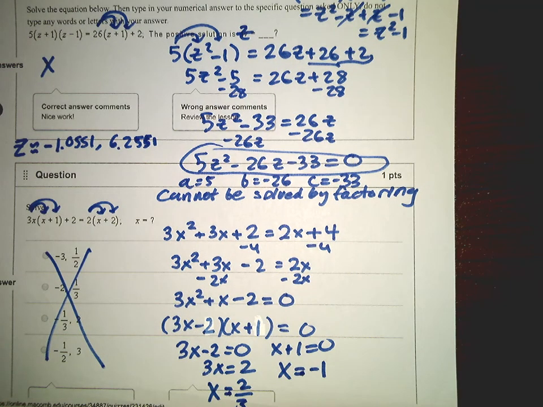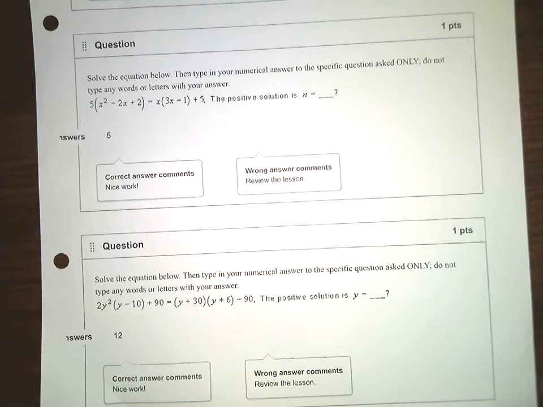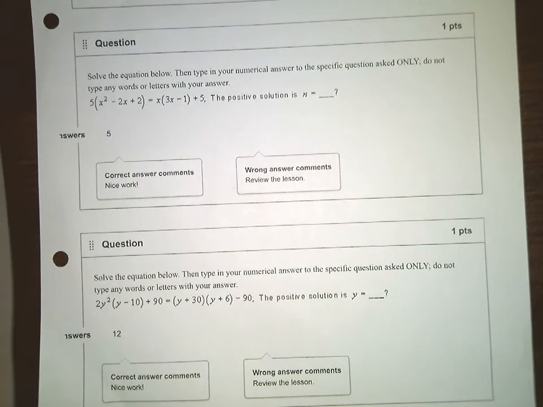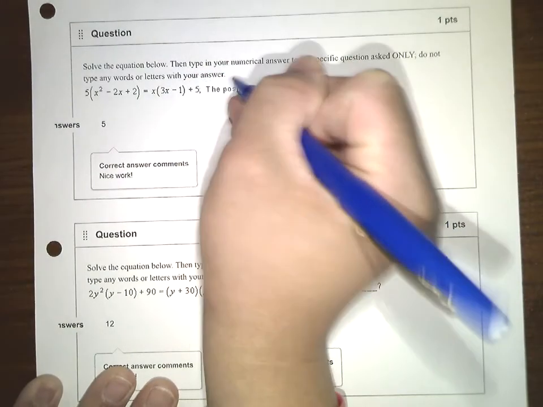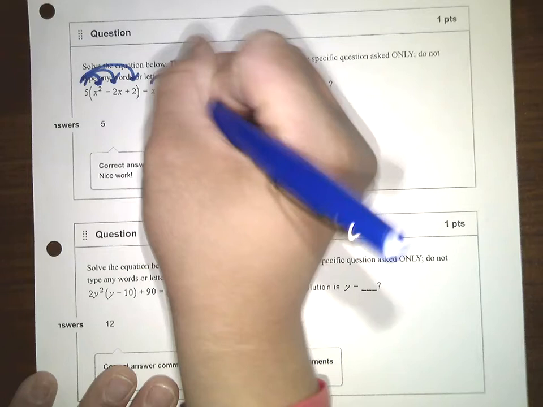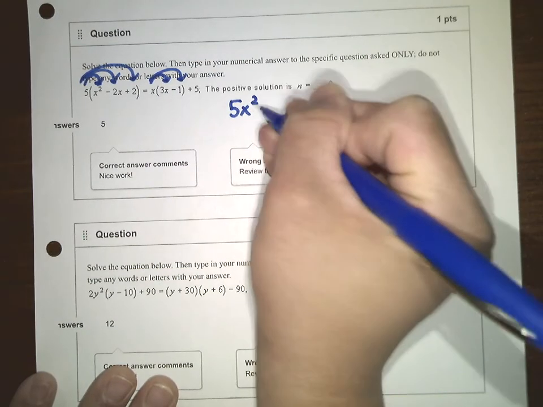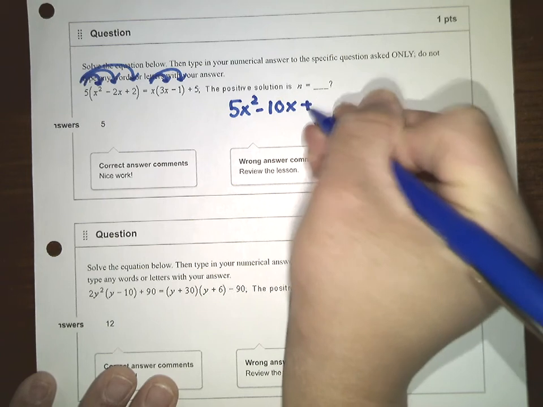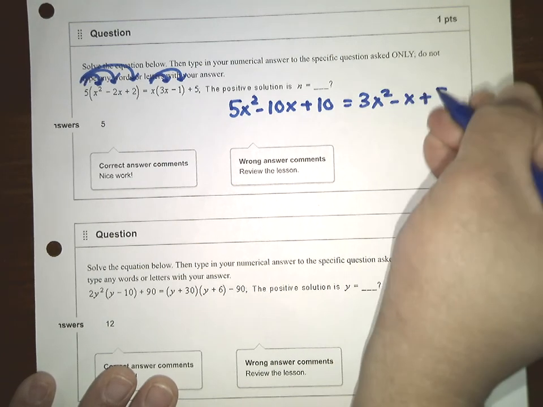All right, so now let's go to the next one here. Let's see, we have 5 times x squared minus 2x plus 2 equals x times 3x minus 1 plus 5. So let's distribute the 5, and then distribute the x. So let's have this as 5x squared minus 10x plus 10 is equal to 3x squared minus x plus 5.